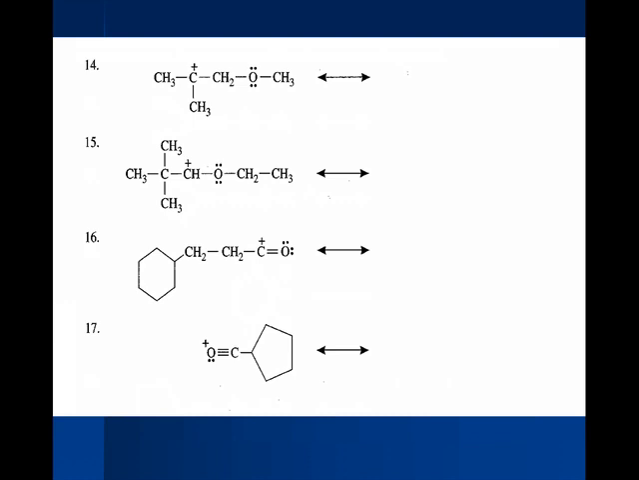How about 17? 17 is exactly the reverse of what we just did, right? I can move one of these pi bonds onto oxygen, giving it another lone pair. All of those things are valid resonance structures. You need to be able to recognize valid resonance structures, and you need to know which one's the major and minor contributors. Okay?